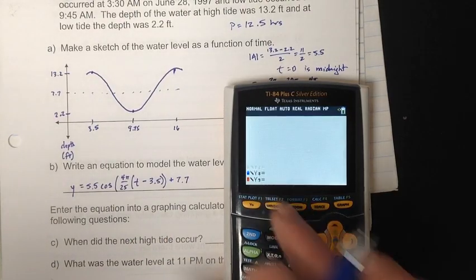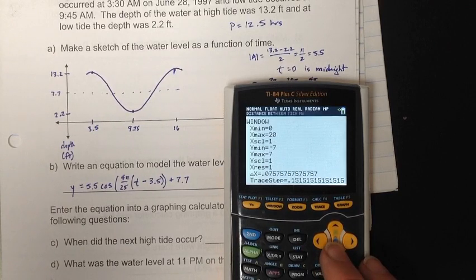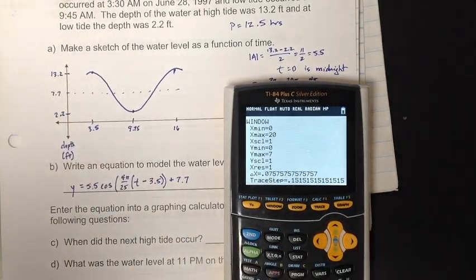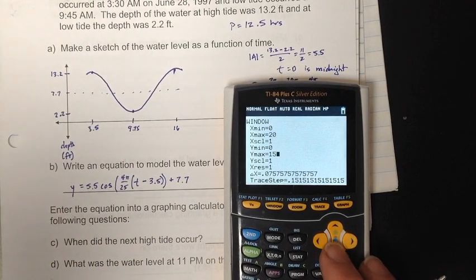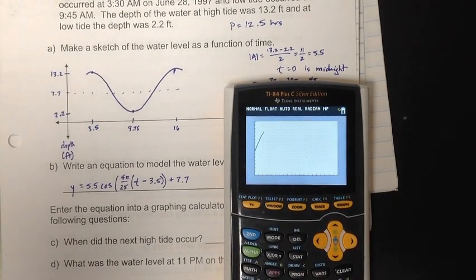All right, for my window, I'm going to go from 0 to 16. Actually, let's make it 20, just expand it a little bit past that. Going by ones should be okay. For my y scale, I'm going to go from 0 to something above 13.2. Let's go up to 15 maybe. Go by ones there as well, and that should work. Okay. All right, so we should be able to see the whole thing.